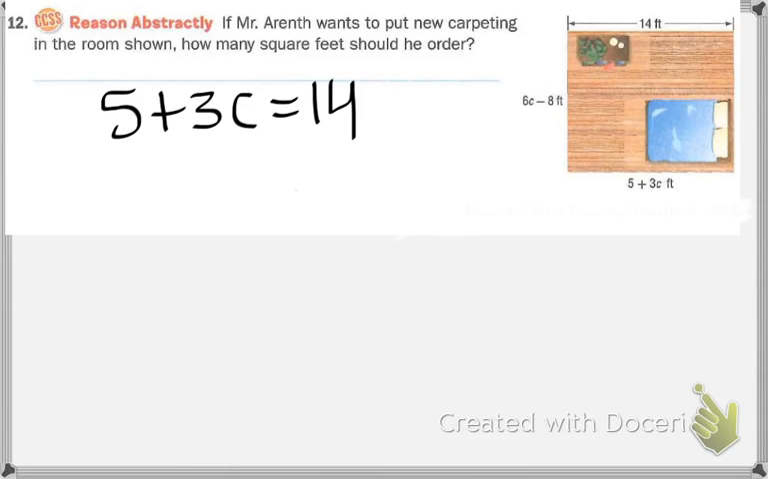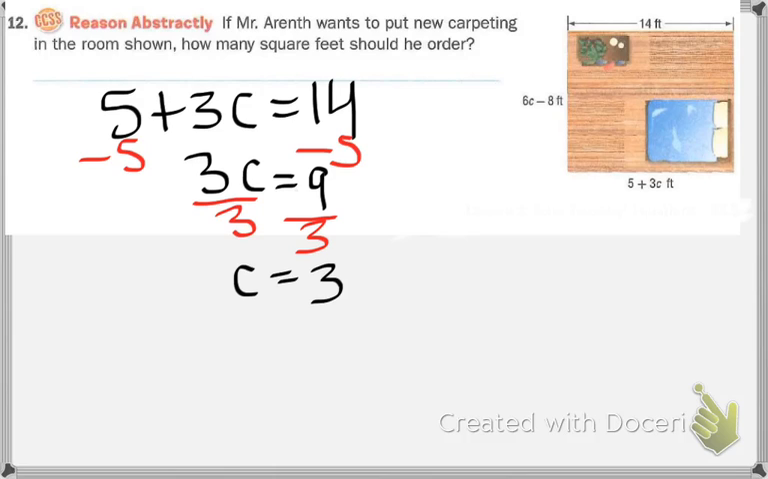Once we know what C is, we can plug it in over here, and over here. And then we'll be able to find the length and the width. Then we'll just have to multiply them together, and we'll be all done. Let's find what C is first, though. Turns out that C equals 3, for the reasons we learned in solving two-step equations.